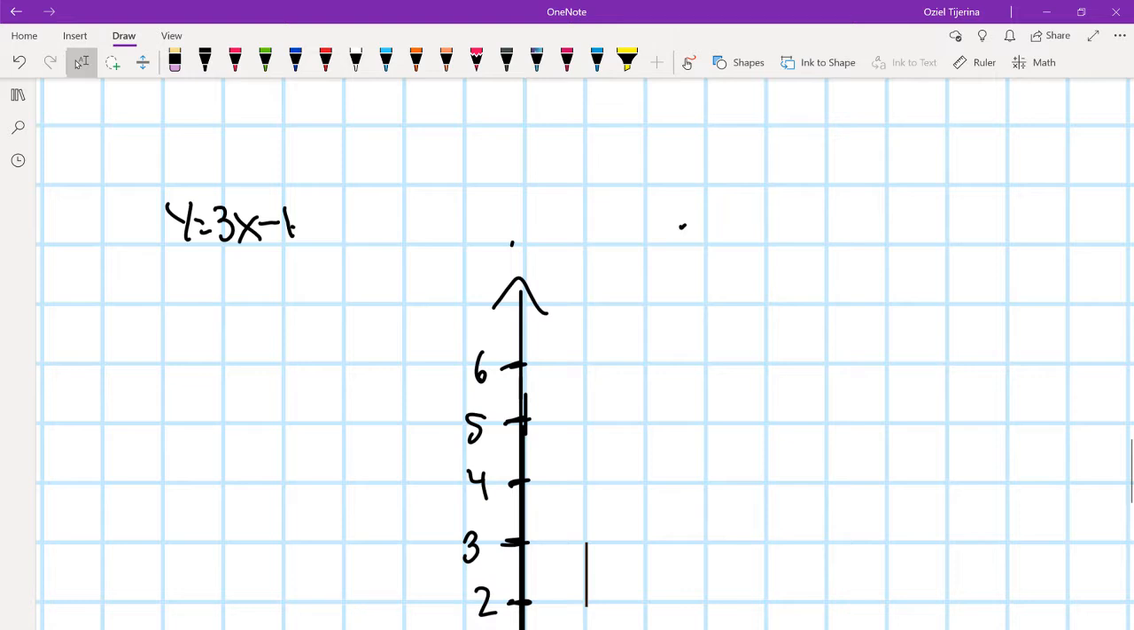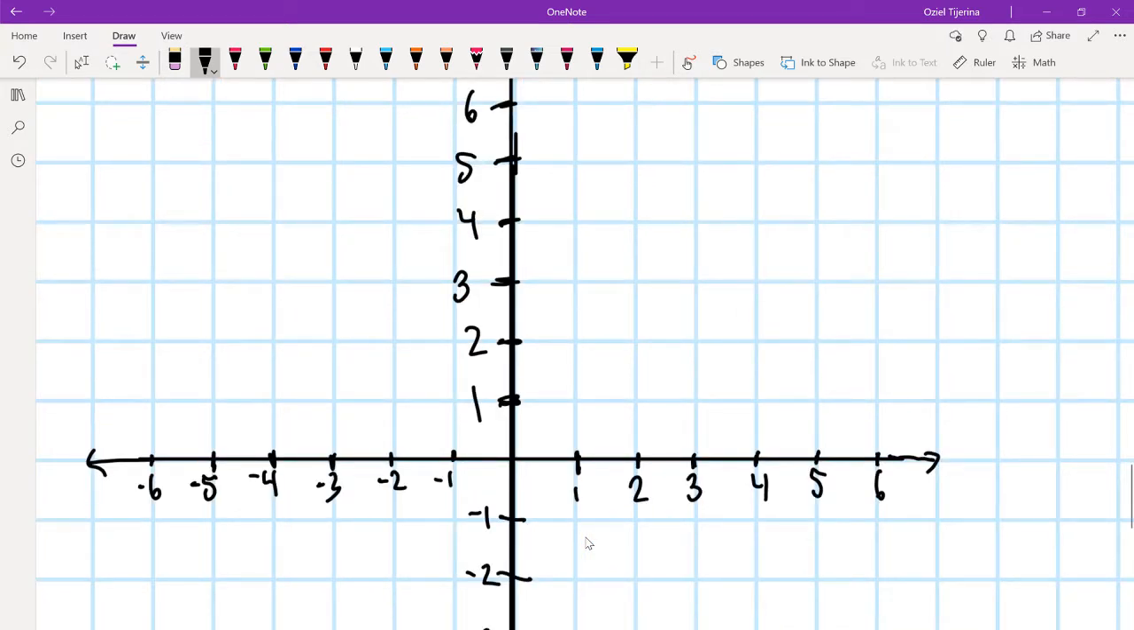You have to know what your y-intercept is. The y-intercept is where x equals 0. So you would do 3 times 0 minus 1, 0 minus 1, which is negative 1. So your y-intercept is negative 1. So you would plot the point 0, negative 1.